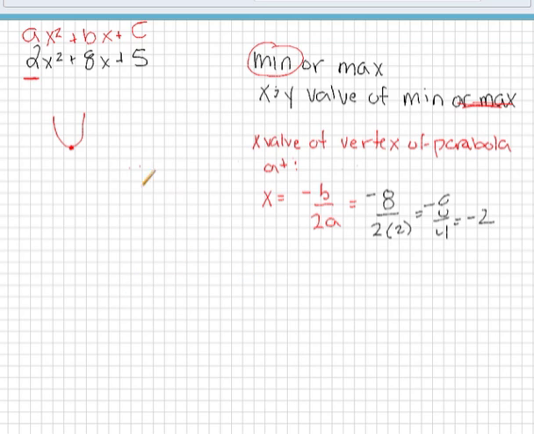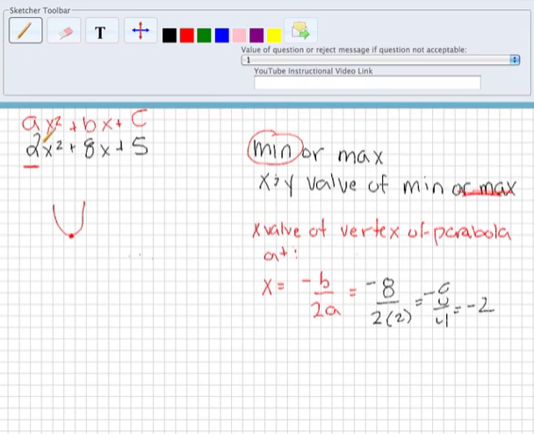To find the y value of the parabola, we're just going to go ahead and plug negative 2 into our equation. So let's go ahead and do that. We'll have 2 times negative 2 squared. I would highly advise you write this all out. I'm getting a math degree, and I still do because I make very simple mistakes like that all the time.